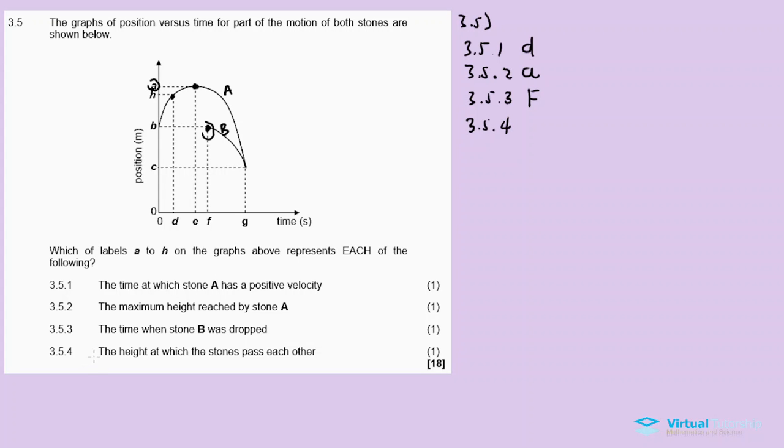3.5.4. The last question, the height at which the stones pass each other. The height should ubheka ku position, time should sibheka la ku time, maximum height sibheka kuphi la ku position. So it's easy to get lost la, but anyway 3.4, the maximum height, the height at which the stones pass each other ubani point or position C. So our answer is C lana.